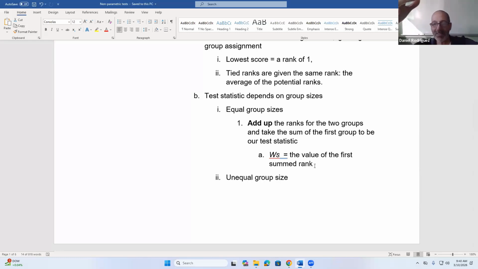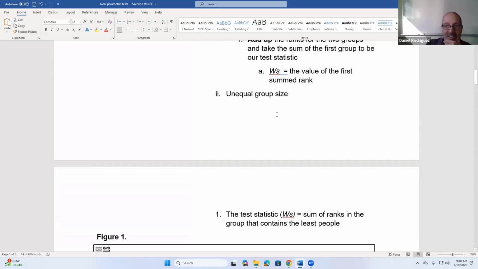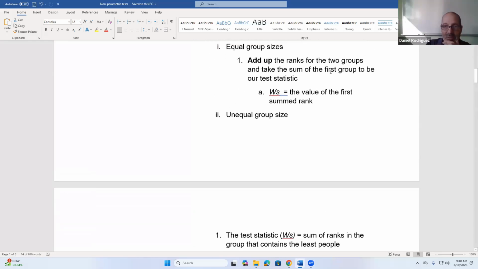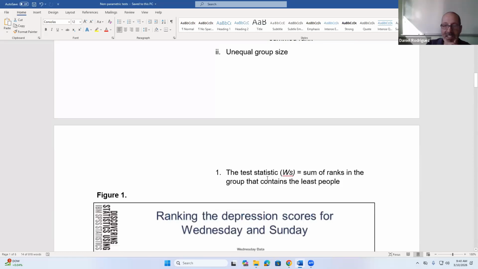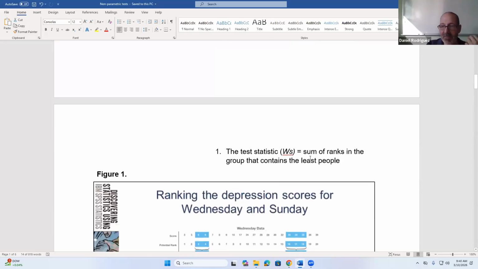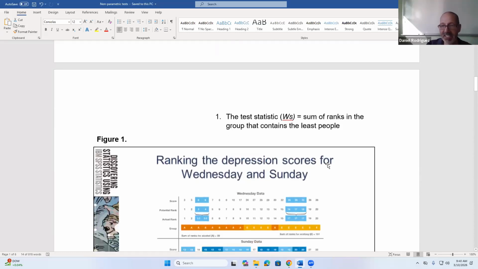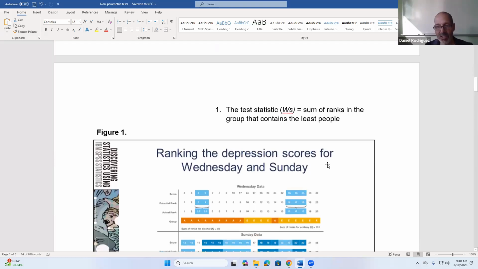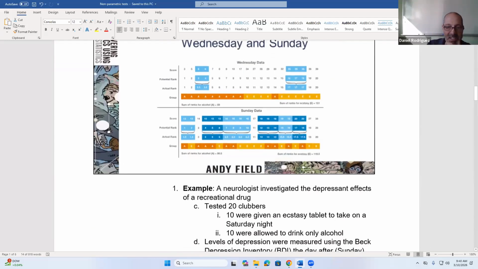Or I can do the opposite way, but it doesn't matter really technically. So when we have equal group sizes, we use the ranking of the first group, and with unequal sizes, it's the sum of the ranks of the group that contains the least amount of people. Sometimes we'll have situations where you have a smaller amount of people in one group versus the other, but we'll see that when we run the analysis.